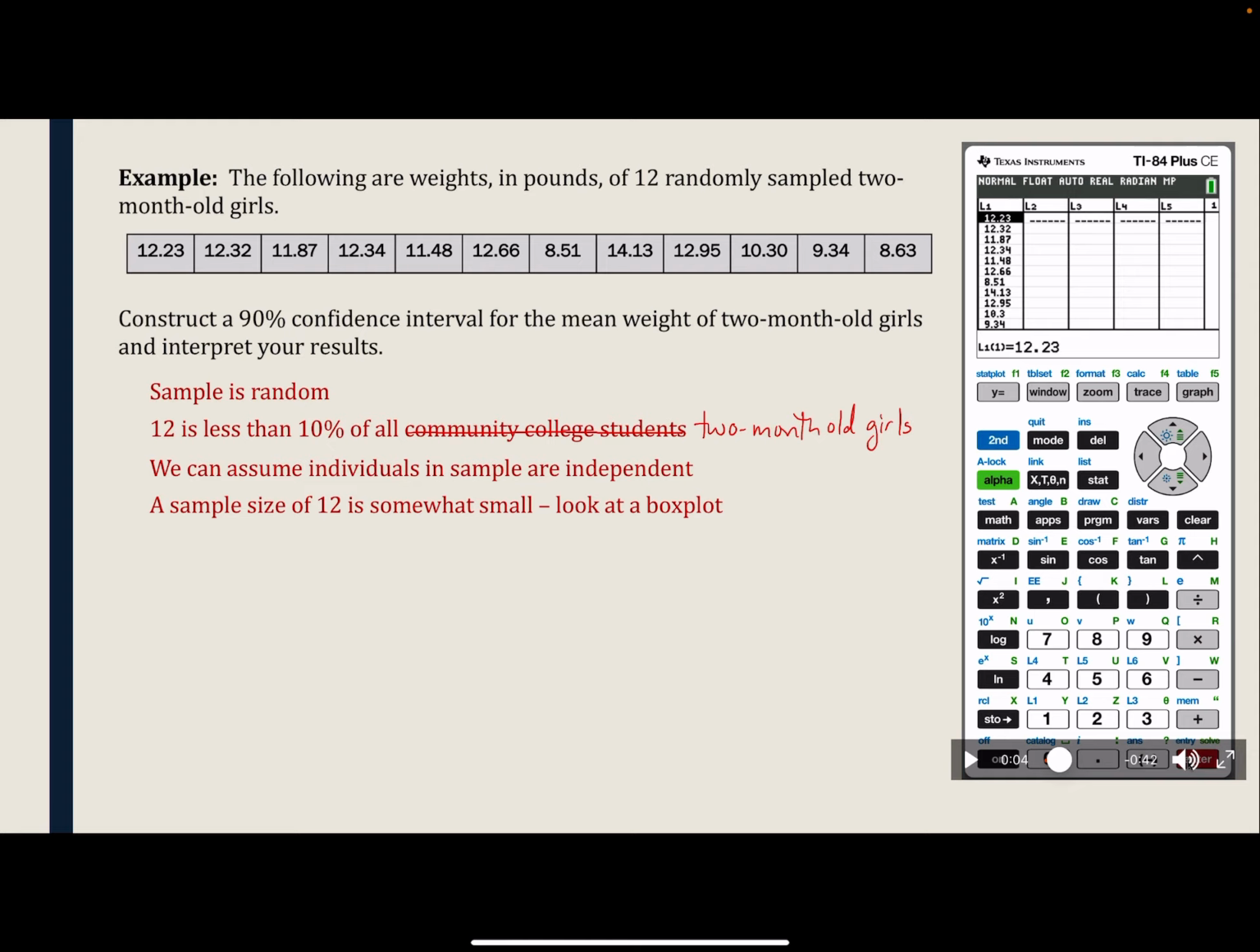So I entered the data in L1. Let me rewind this again. So remember that you go to Stat and Edit, and then enter the data in L1. Now the first thing I'm going to do is look at a box plot. So I'm going to use this Stat Plot to turn on the box plot, and then ZoomStat or Zoom 9 to look at the graph. So we did this in some previous chapters.